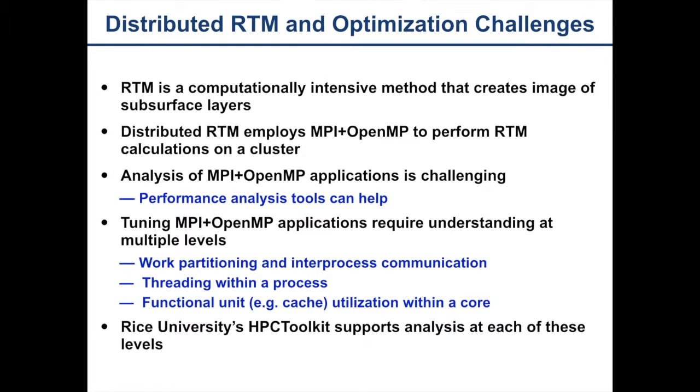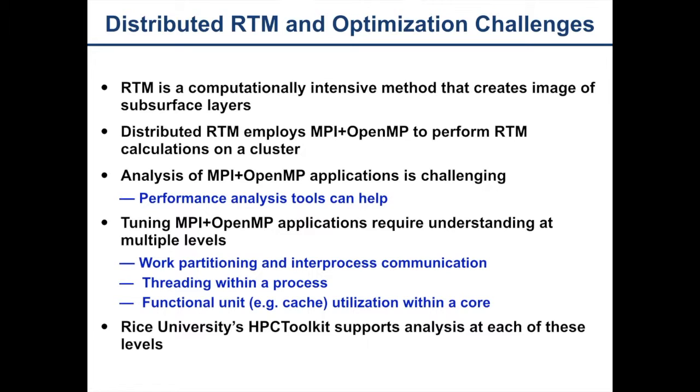Reverse time migration is used to create an image of subsurface layers. RTM is a computationally expensive method. To get timely results, one way to speed up RTM is to distribute computation on a cluster of nodes using MPI. To exploit threading within a node, OpenMP is used.